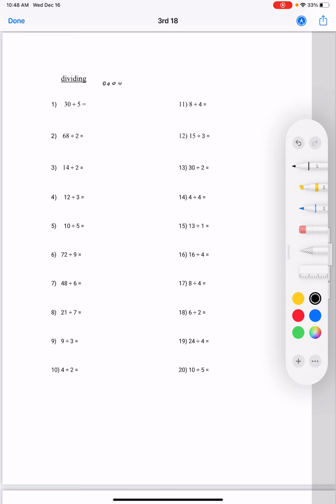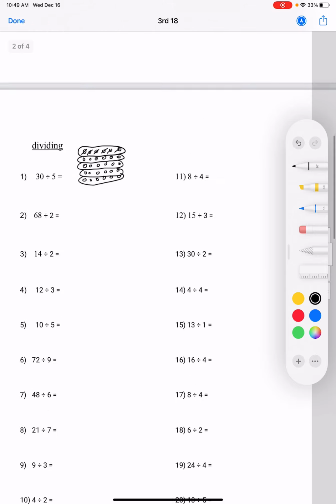So let's say 1, 2, 3, up to 30. So we have 30 circles, and we want to divide them into 5 equal groups. So if you want to do that, you have 1, 2, 3, 4, 5. So now that we've divided them into 5 equal groups, we see how many is in each group. 1, 2, 3, 4, 5, 6. So there's 6 in each group, which means that 30 divided by 5 equals 6.